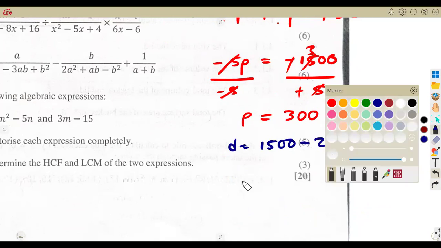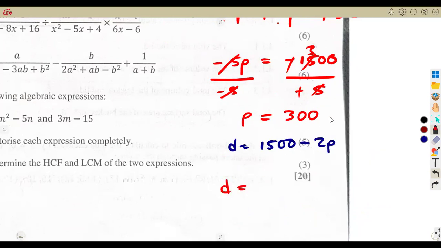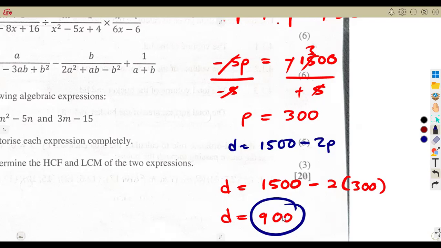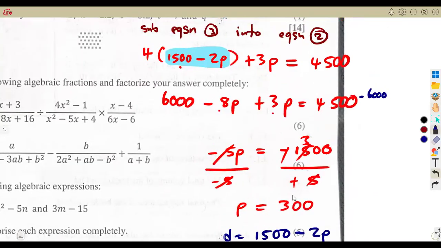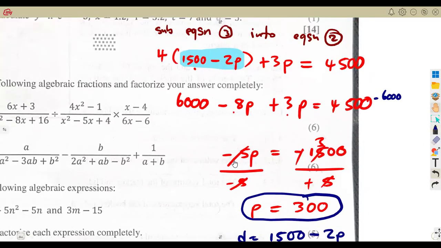So you just have to substitute the value of p that we calculated. That's 1,500 minus 2 times p, which is 300. So D is going to give us 900 at the end. This is 600, so it's going to be 900. So at an average cost, a dress was going to cost 900 rand, and the cost of a pair of shoes was 300 rand. So you can conclude in that manner.